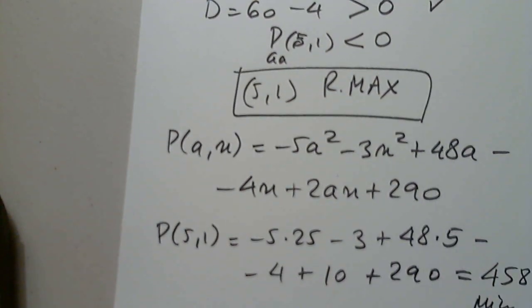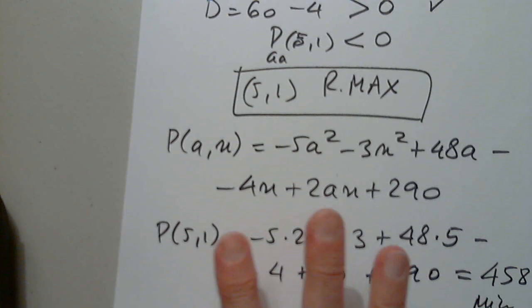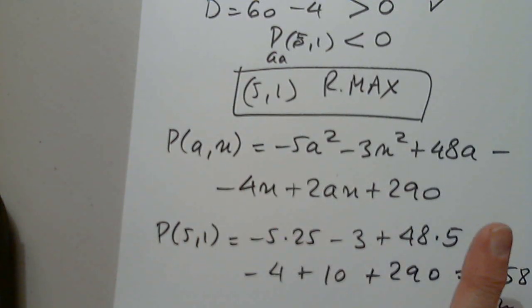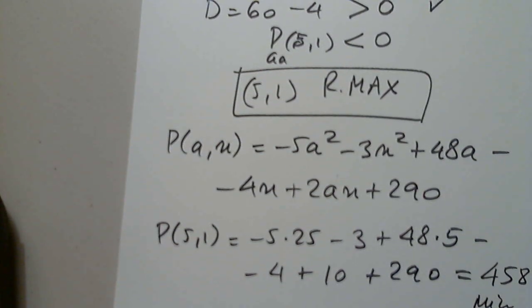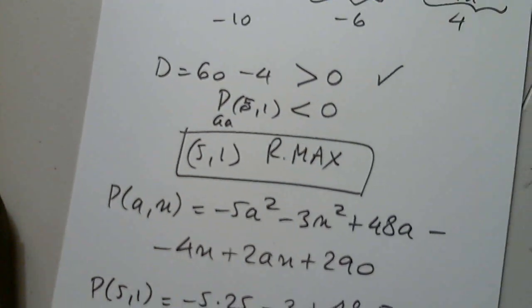But what is the actual value? I don't know. I have to plug in. I have to replace a by 5 everywhere and n by 1 everywhere and get the final answer. And this is it. Any questions on the D-test?